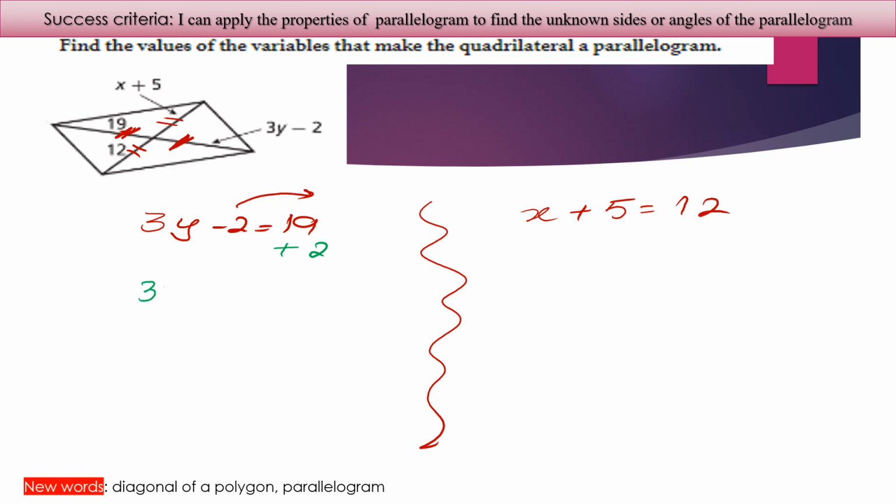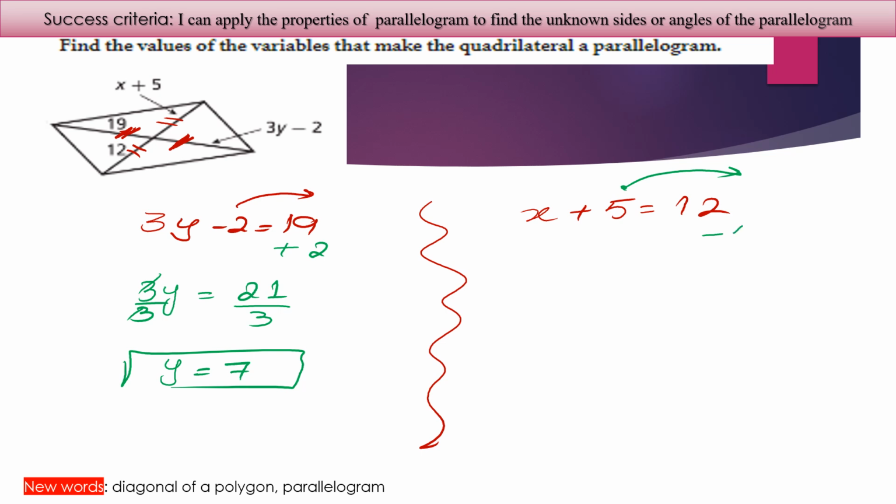Now find the unknown variables. Bring the -2 on the other side, it will give you +2. So you will get 3y equals to 19 plus 2 is 21. Divide both sides by 3, 3 and 3 cancel, y equals to 7. Okay, so solve for x now. Bring the 5 on the other side, you will get -5. x equals to 12 minus 5 is 7.